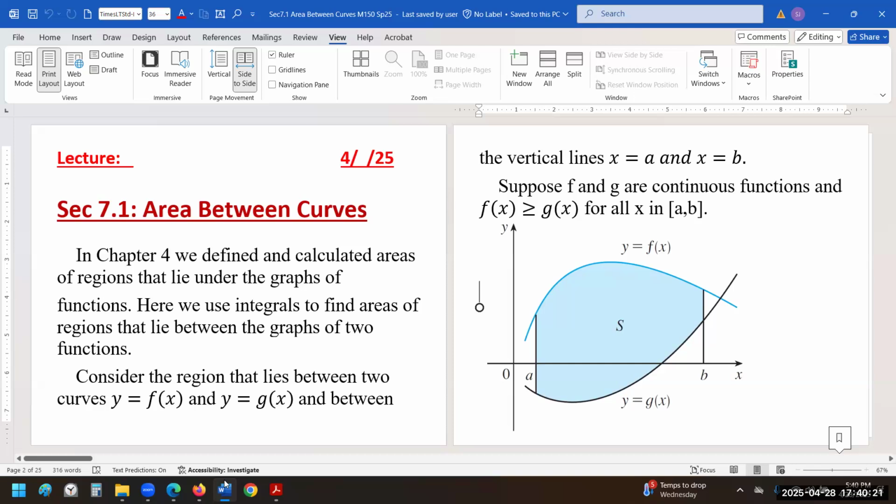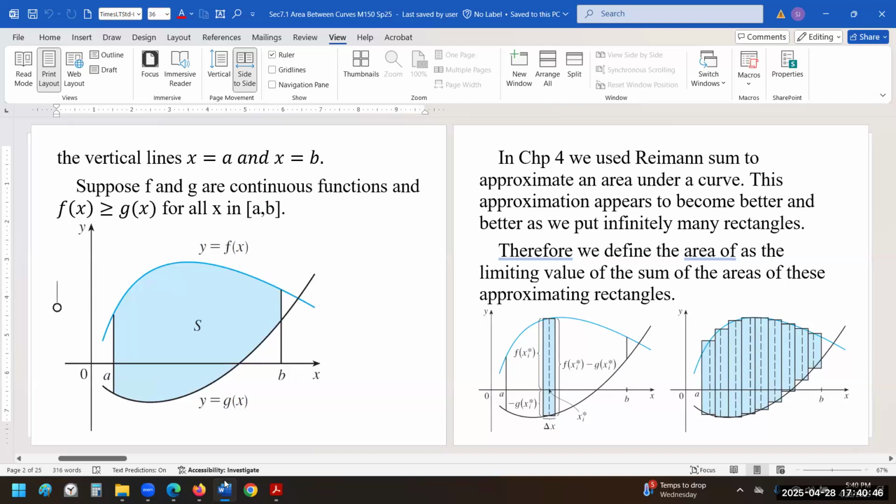So let's say we have two functions. One is y equals f of x, and one is y equals g of x. If f of x is always bigger than g of x in a specific interval, then we can find the area by taking the antiderivative of the difference of the two functions.